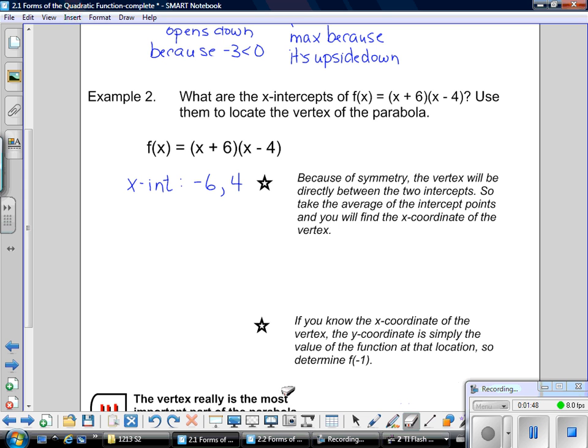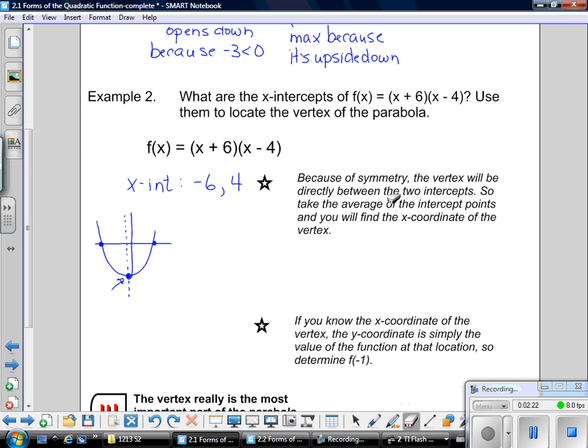So if I actually just did a quick graph of that, I can put just a rough estimate, so negative 6, positive 4. I also notice that it's going to open up, so I know that the vertex is going to be down here somewhere. Now my problem is I don't know exactly what that point is. So how do I do that? Well, because of symmetry, because we know where the axis of symmetry is, it's going to fit between negative 6 and 4.